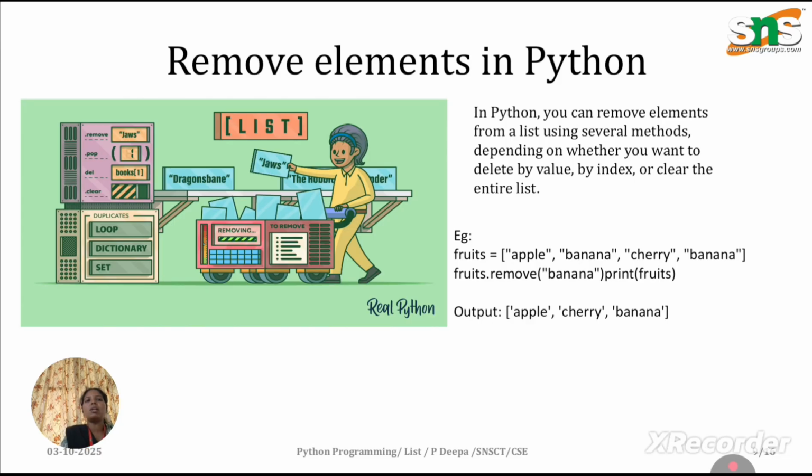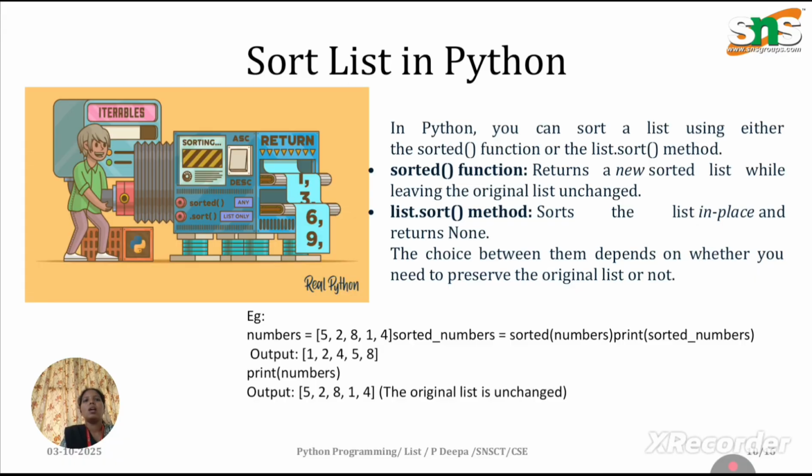Then removing an element. We already know how to remove an element with several methods, depending on whether we delete by value or index, or clear the entire list. Then sorting the list. We already know how to sort the list using either the sorted function or list dot sort. The sorted function and list dot sort are the methods used for sorting a Python list.